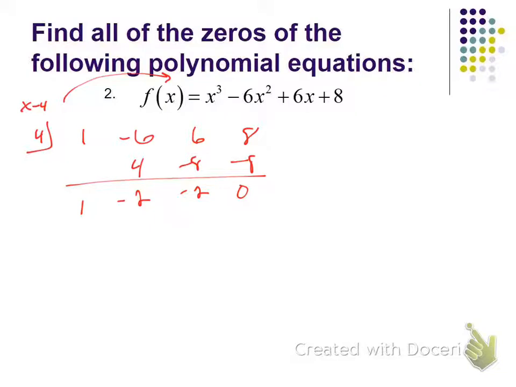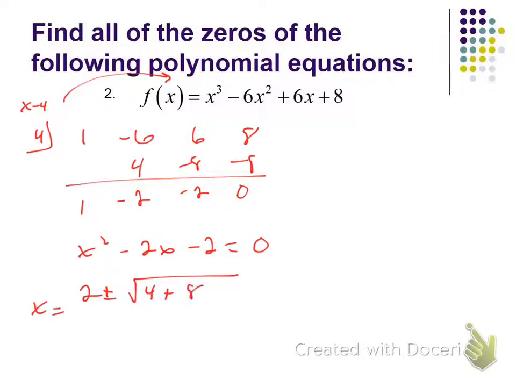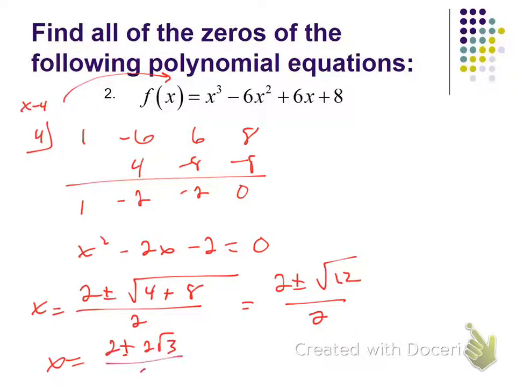Now, we want to drop a degree and rewrite our new polynomial, which is a quadratic, and then try to factor this guy. Okay? But unfortunately, it will not factor again, so we have to go to quadratic formula. Opposite 2 plus or minus the square root of b squared would give us 4, minus 4ac would give us plus 8, all over 2 times a would give us 2. Then we get to plus or minus the square root of 12, all over 2. Then we get to plus or minus 2 square root of 3, all over 2.